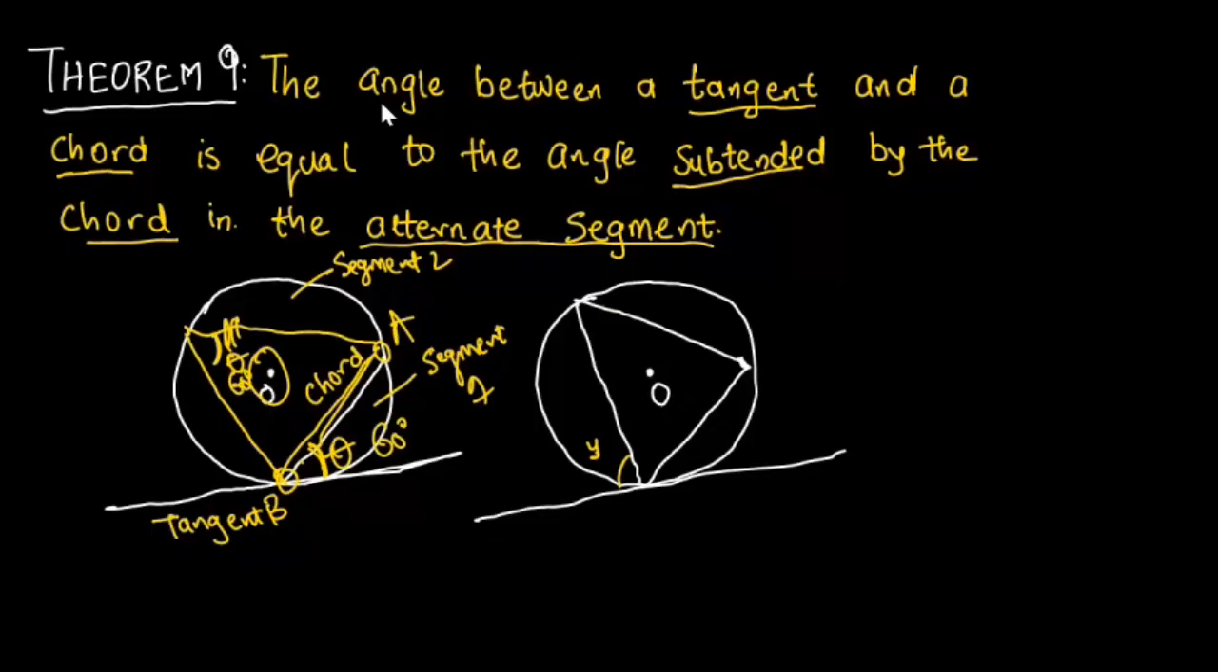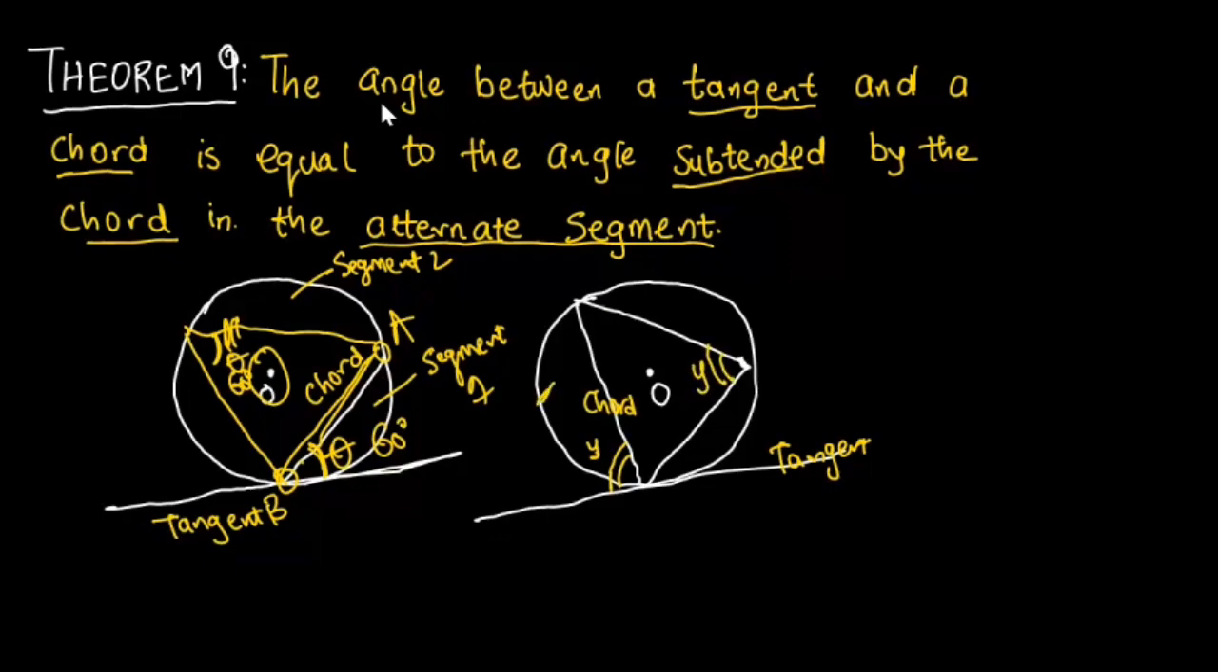Or let's come to our second diagram. We have this chord, so this is our chord right here. And then we have the tangent, which is the external line. So now the angle between the chord and this tangent is what? Y. So this angle will be equal to this angle formed in this other segment. So this will also be Y.